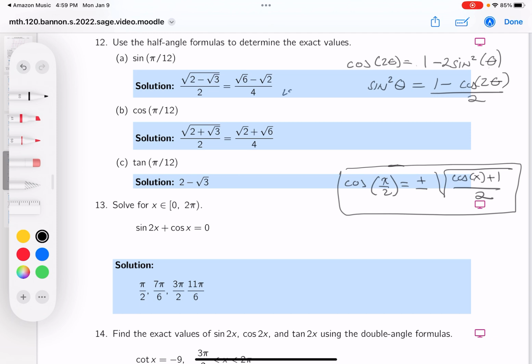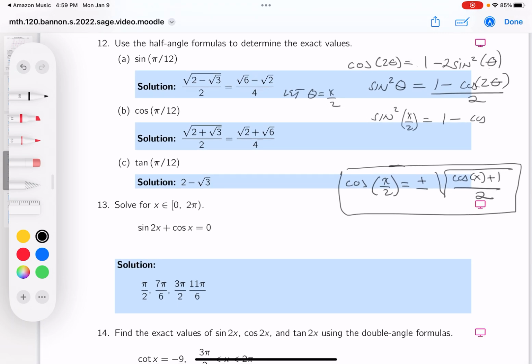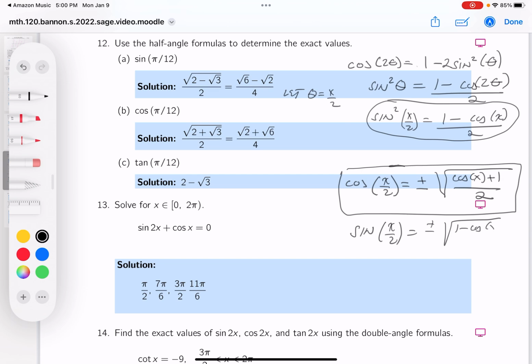And then I'm going to do the same thing I did before. Let theta equal x over 2. So what do you get over here? Sine squared x over 2 equals 1 minus cosine. Well, 2 times that would just be x, right? And this would be over 2. So I'm going to write this formula down. So sine of x over 2 is equal, and again, we're solving for sine of x over 2. Well, square root rule, plus or minus, we get the square root of 1 minus cosine x over 2. All right, it's another important formula.